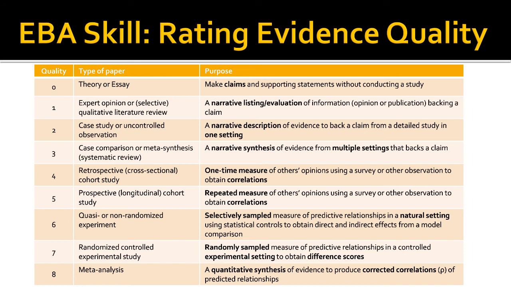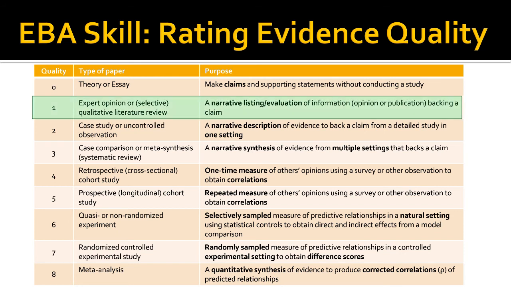Even though a theory paper doesn't provide data, it can and will often be used to back a claim. You will often find theory being used as backing in a book or in a literature review section of a scholarly paper. However, it would be better to have some indication that the author is at least an expert or has gathered the expertise of others to increase our confidence in the opinions being expressed. The expert opinion or qualitative literature review is the second level of evidence quality.